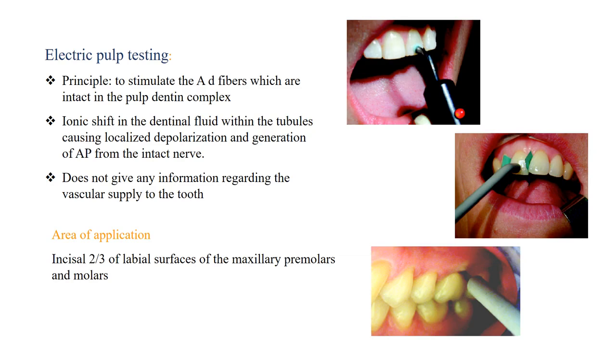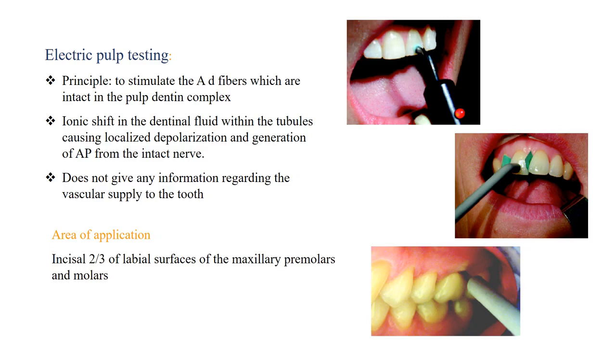Similar to cold and heat tests, the electric pulp test is only assessing the nerve supply, and it is not going to give you any information about the vascular supply of the tooth. Now, how do you go about doing the electric pulp test? The first thing is that the tooth should be isolated and dried, and then the probe of the electric pulp tester will be coated with an electrolyte, for example a toothpaste, and then kept on the incisal 2/3 of the labial surface of the tooth.